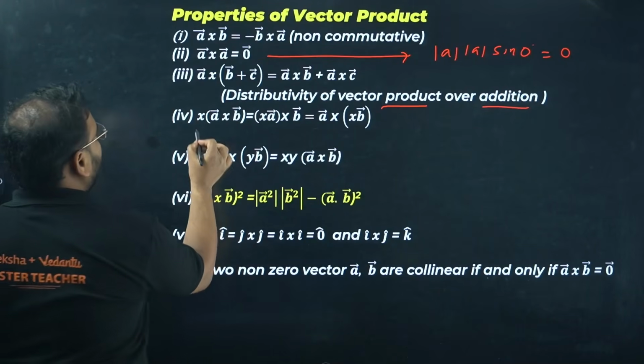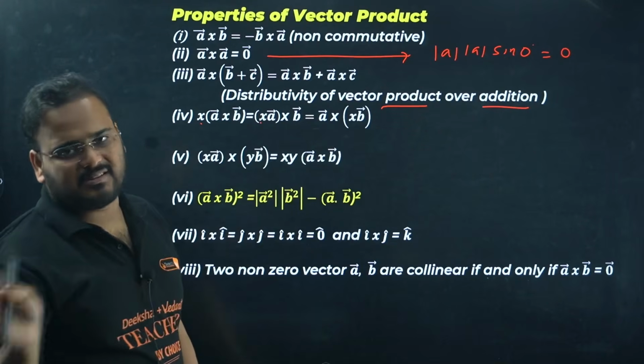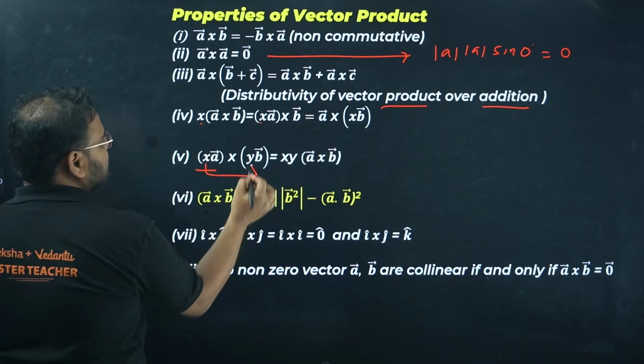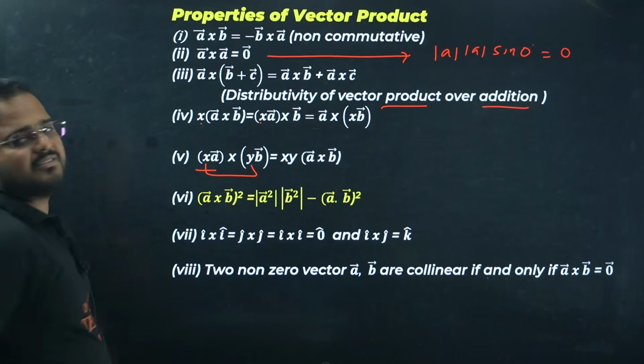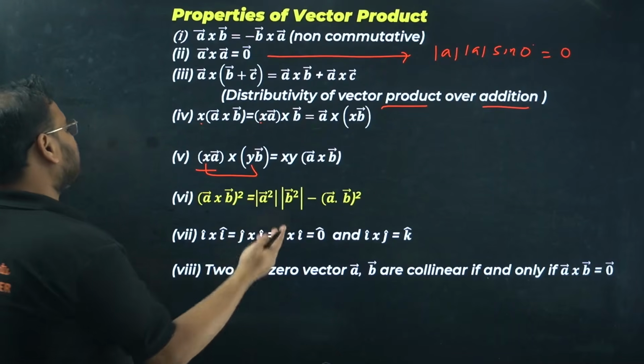Next, if you're multiplying a constant x with A cross B, if you multiply x with A or x with B, doesn't matter, the result remains unchanged. Again, very simple, if you have two constants x and y as scalar values, multiplying in any way does not affect the cross product. It will always be A cross B times xy or xy times A cross B.